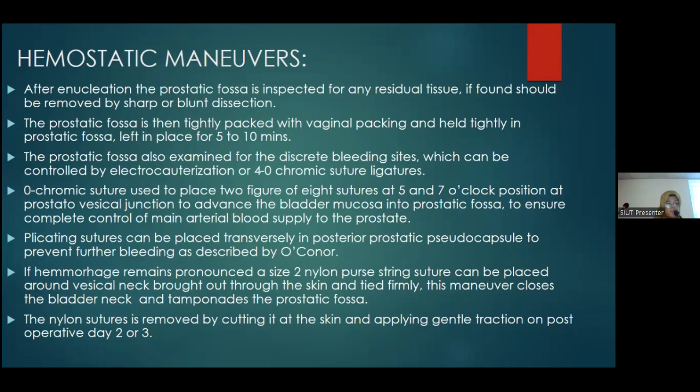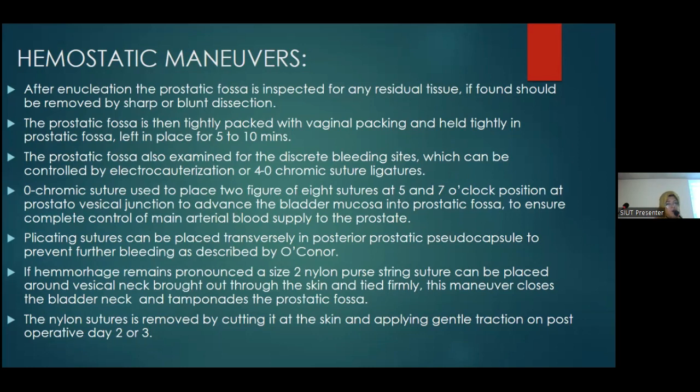The fossa is then examined for discrete bleeding sites, which can be controlled by electrocauterization or 4-0 chromic suture ligatures. If the bleeding persists even after that, 0 chromic sutures are used to take two figure of 8 sutures at the 5 and 7 o'clock positions at the prostatovesical junction to advance the bladder mucosa into the prostatic fossa to ensure complete control of the main arterial blood supply to the prostate.